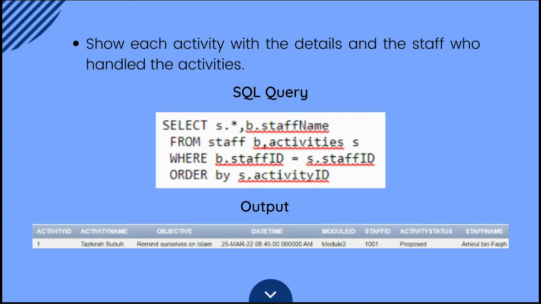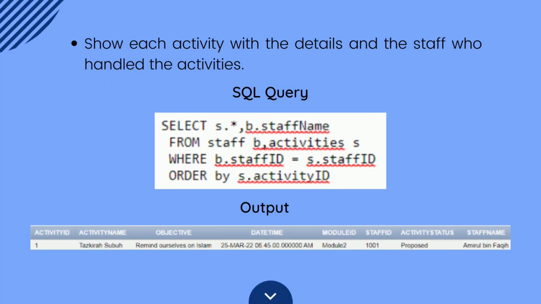the staff ID from the activities table will be matched with the staff ID from the staff table. And we order our output according to the activity ID in ascending order. So below shows the output of our SQL queries.